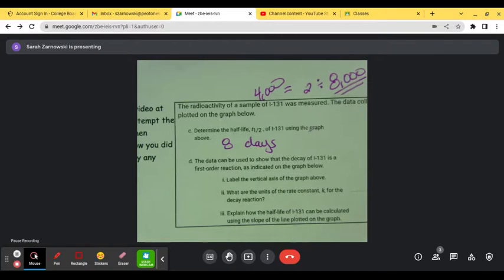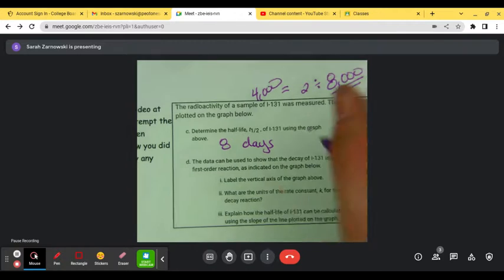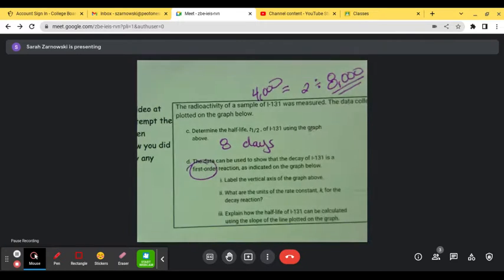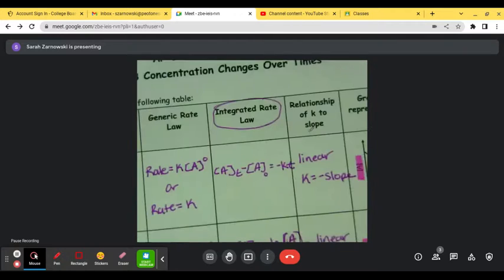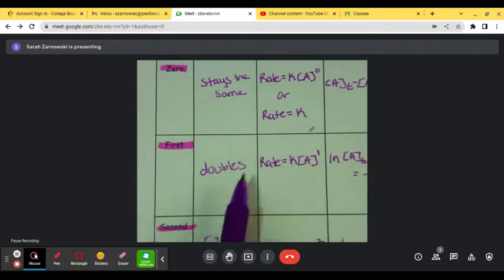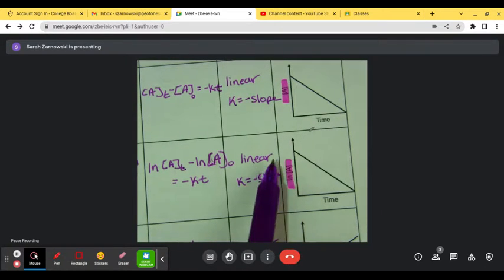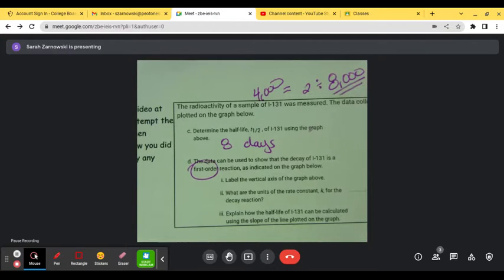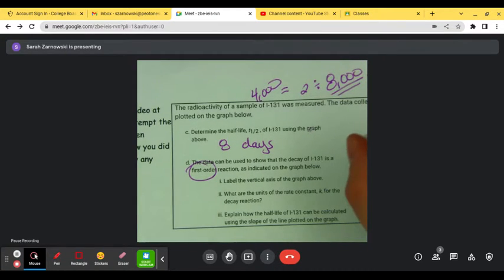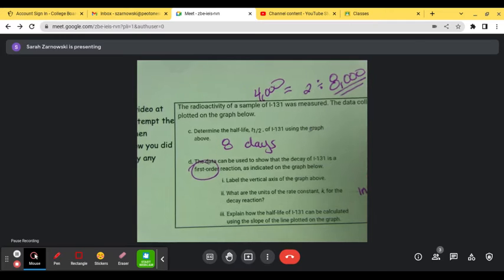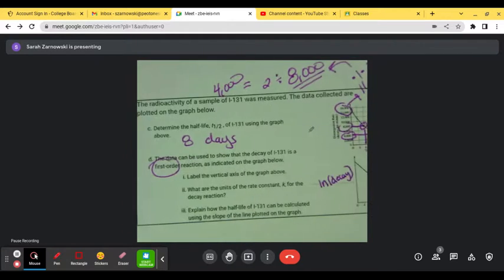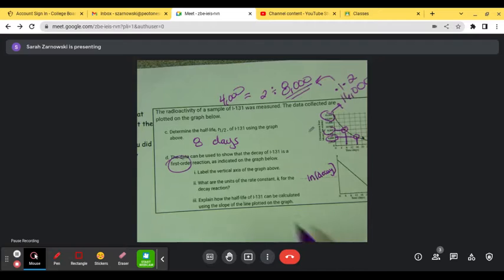D, it says the data can be used to show that the decay of I-131 is a first-order reaction as indicated on the graph below. Label the vertical axis of the graph. Okay, so it tells me that it is first order. If I go to my original notes, if it is first order, that means my units for my graph should be natural log of A or of the concentration. So I'm going to say ln of decay. Okay, natural log is for a first order reaction, so I just labeled that.